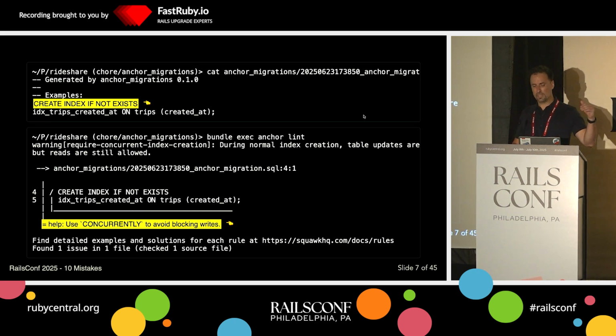I've created a DDL that's creating an index but not using the concurrently keyword. This would be for Postgres. Squawk is the SQL linting tool that I mentioned, and it's detected, hey, you should use concurrently here to avoid this being a blocking DDL operation.